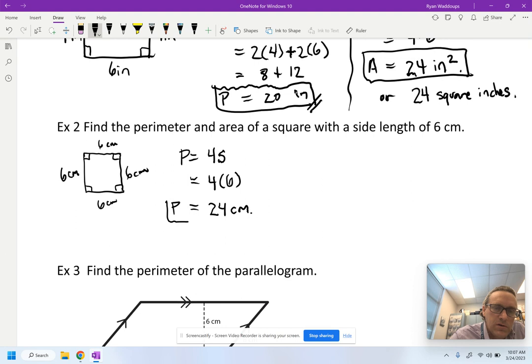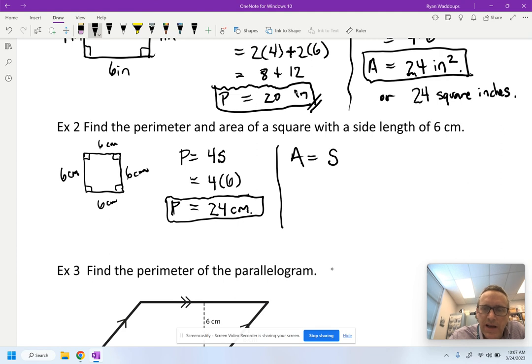Remember, the perimeter is always in linear units of length. So centimeters, inches, miles, whatever. Your perimeter is always going to be just in units of length. And then our area is equal to the side squared. And so that's 6 squared, and that gives us 36 centimeters squared, and that would be our area.